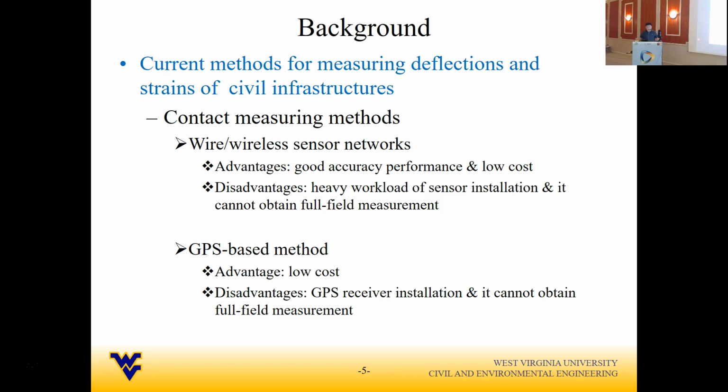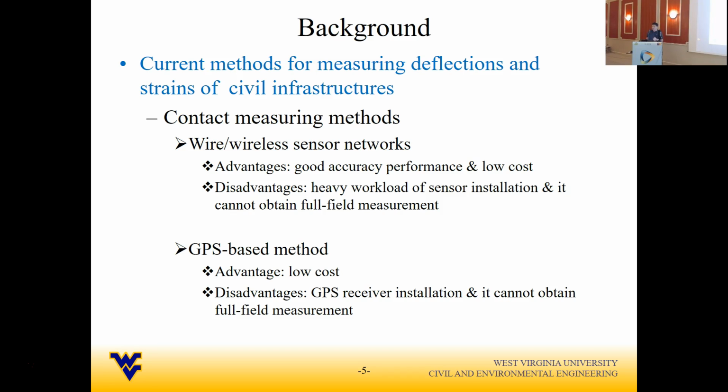The first one is contact measuring methods, the wired and wireless sensor networks, for example, the optical fiber sensors. And of course, they have the benefit of very good accuracy and low cost once installed, either embedded or on the surface of the structure. They can continuously collect data and monitor the performance of the structures. But there are also downsides to the technologies. That is, manual installation work is needed and the failure rate of the sensors is high. And I think this cannot obtain full field measurements.